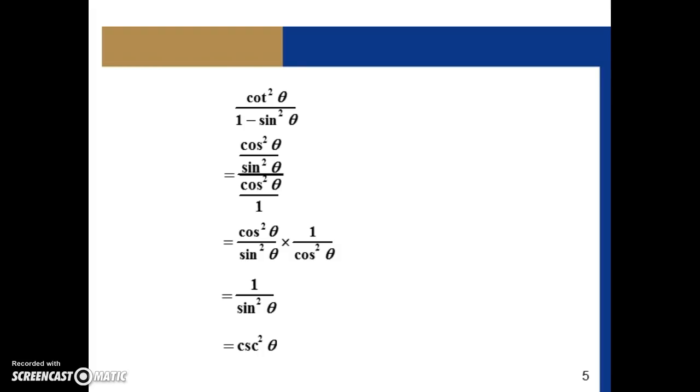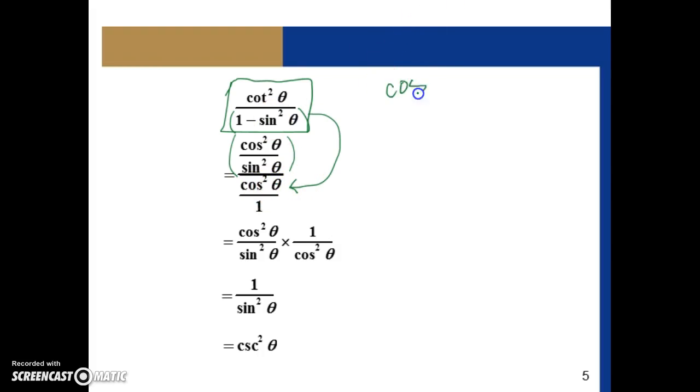Now here's kind of a complicated looking trig function. We have the cotangent of theta squared over 1 minus the sine of theta squared. We know that cotangent can be rewritten in terms of sine and cosine, so let's do that to try to simplify things. That's going to be cosine theta squared over sine theta squared. And we haven't done anything in the bottom here except rewrite cosine squared of theta.